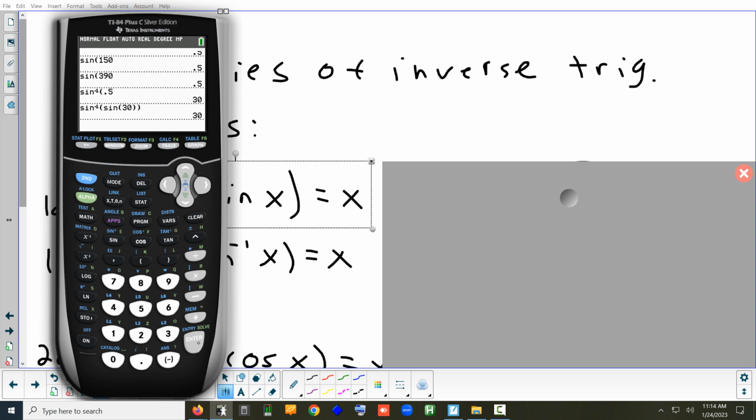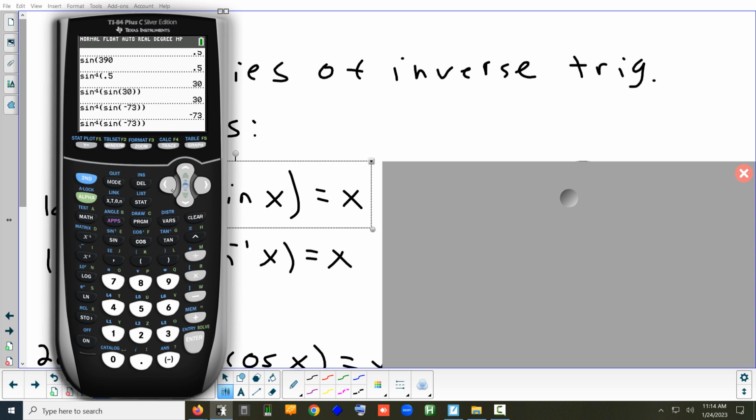What was our restriction? If you think about original sine, that we had to stay between, so we passed the horizontal line test, negative 90 and 90. So if you do the inverse sine of the sine of any number between negative 90 and 90, it will work just fine. You will get back exactly what you started with.